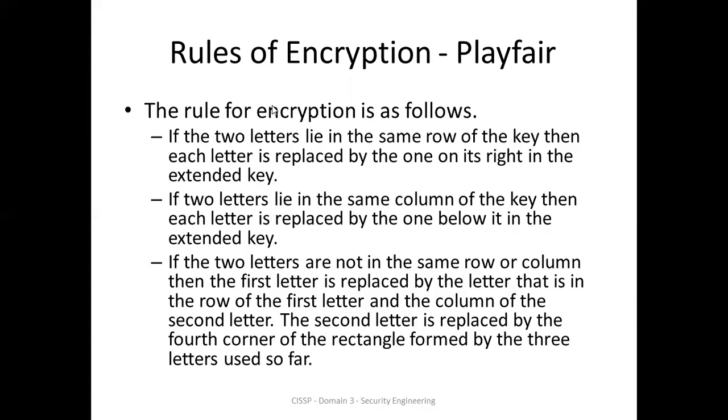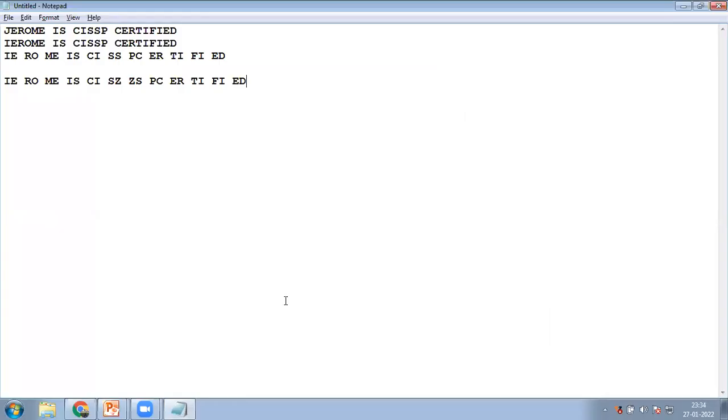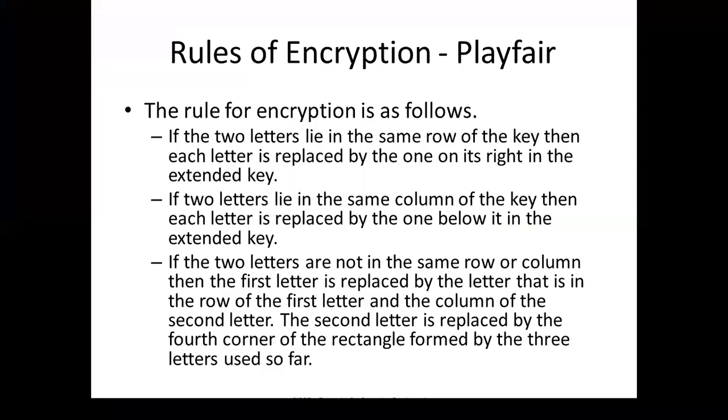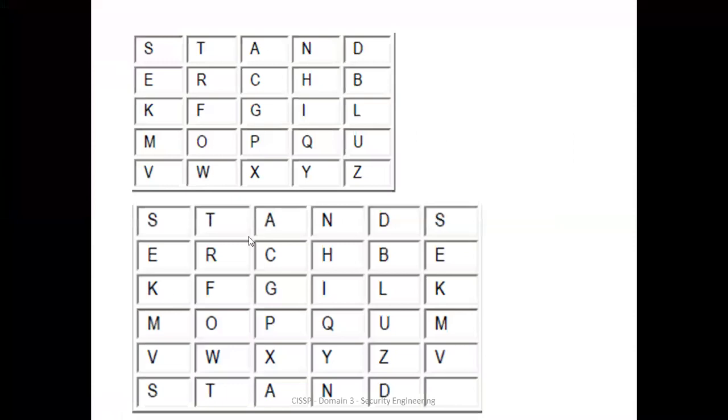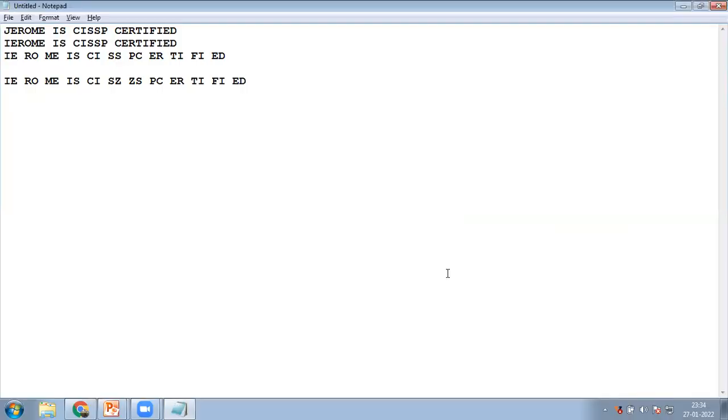If the two letters are not on the same row or column, then the first letter is replaced by the letter that is in the row of the first and the column of the second. IE: the row of the first, this is the first row, and the column of the second, E is the second letter. So the row of the first and the column of the second is K.